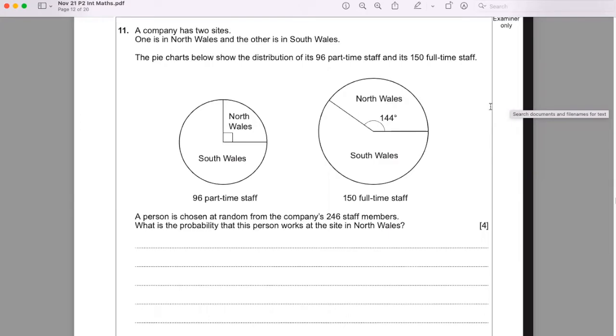It looks like an easy question, but it's actually not. It's a bit confusing. If you don't actually break it down, you can get the wrong answer, even though it's just a pie chart question.